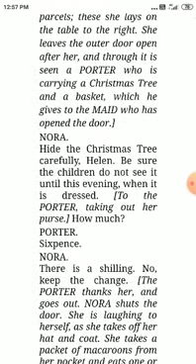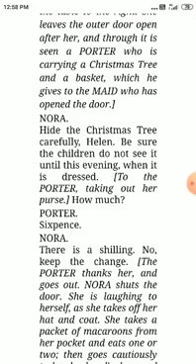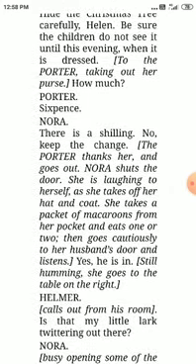the door. Nora enters the house. Nora: Hide the Christmas tree carefully, Helene. Be sure the children do not see it until this evening when it is fully dressed. Dressed means decorated. To the porter, taking out her purse: How much? Porter: Six pence. Nora: There is a shilling. No, keep the change. The porter thanks her and goes out.